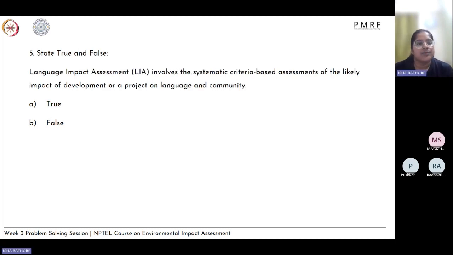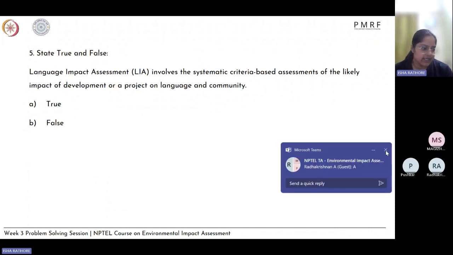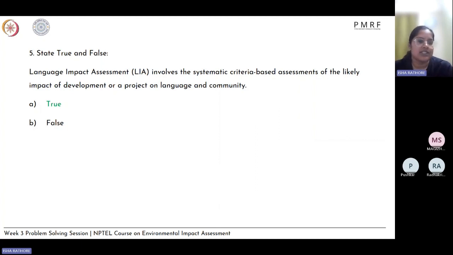Moving on, language impact assessment, or LIA, involves the systematic criteria-based assessment of the likely impacts of a development or project on language and community. So is the statement true or false? Okay, the statement is also true. We see how the proposal or development in a particular area is affecting the language and community values of that area. So under language impact assessment, we do this study as well. So this statement is also true.